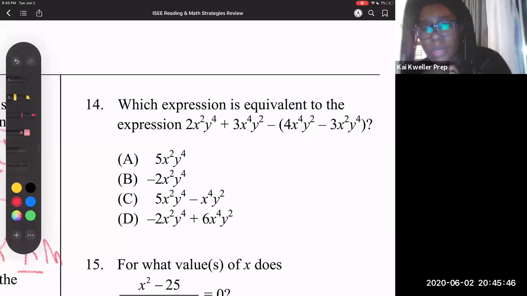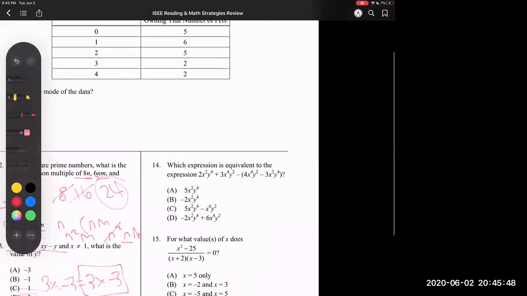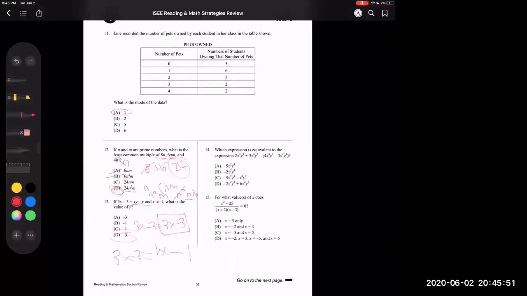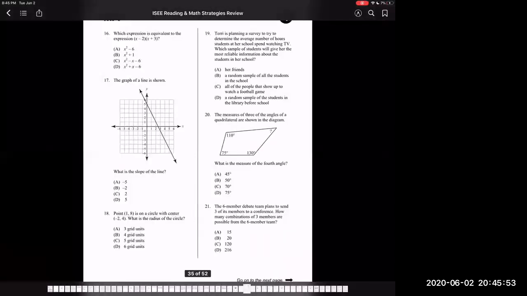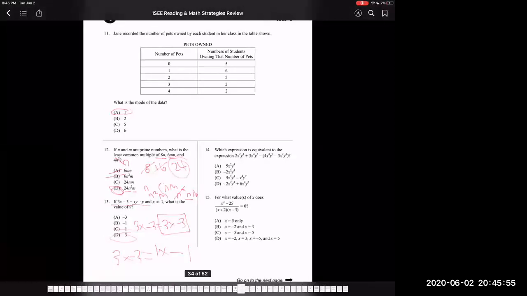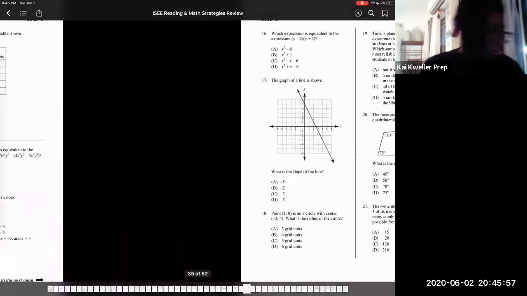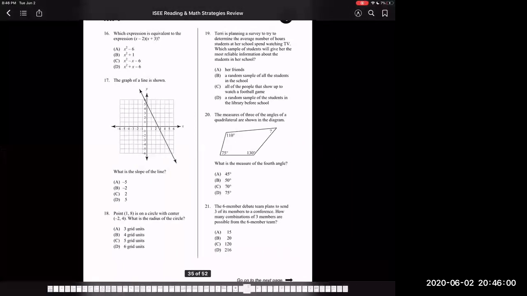Do you want me to do the next one, or do you want me to go on to the? I think, just for time, can we just skim through the next few pages and just kind of identify what's being tested? So that's algebra, that's geometry. Let's just take a look at the question categories, okay?